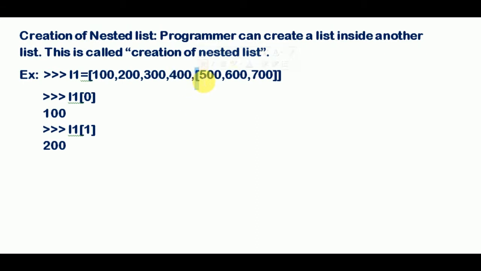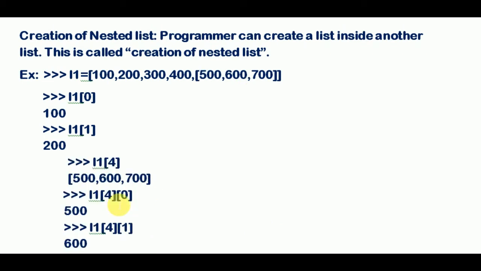Now if we talk about this, so this is the 0th position, this is the first position, this is the second position, and this is the third position. Now on the fourth position we have the complete list. So here how will we print an individual element inside the second list? Now here we have L1 of 4. So L1 of 4 is this complete list, so the second list would be printed.